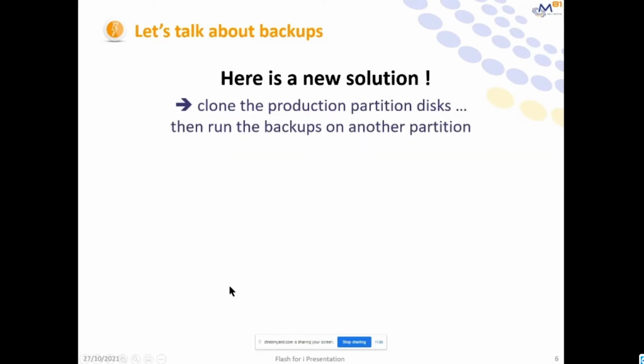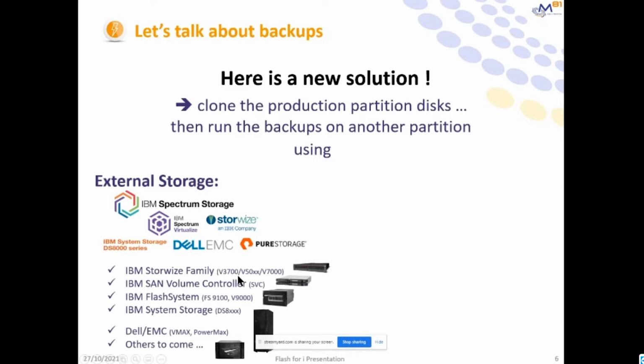So what's another option? The new solution is to create a clone of your production and use this clone to do that. For this, we will use a function that is available on almost every external storage. If you have an IBM Storwize family, or a FlashSystem, or a SAN, SVC, sorry, or a DS8000, there's a function called FlashCopy, and this FlashCopy function allows you to create a clone of your disk in 1 or 2 seconds.